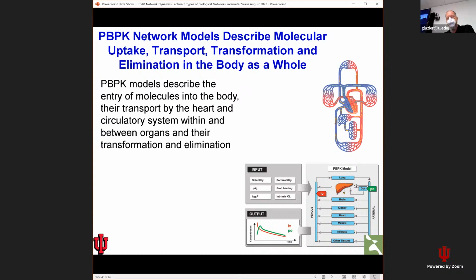And so you'll get these transport models, typically these compartmental transport models. And in this case, the arrow represents the transport by blood of the molecule. And this is a case where you really do use amounts rather than concentrations, because you have to be concerned about volumes of tissues.